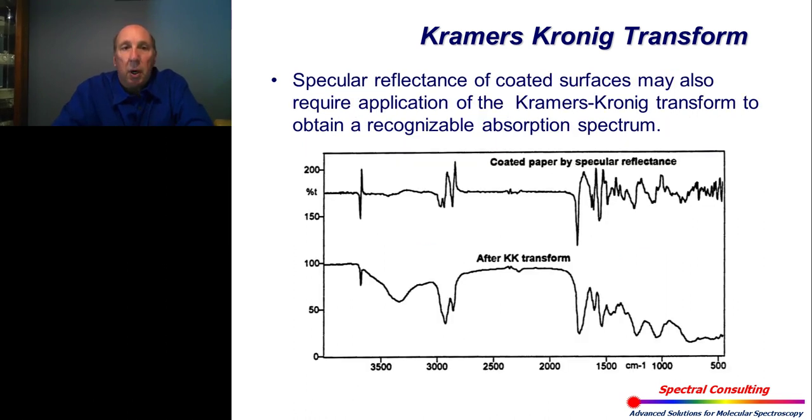This doesn't always work, but in the case of a coated surface, we did it on that as well. This was a coated paper collecting the sample with specular reflectance, and then after the KK transform, we get a very good looking spectrum in the %T format.